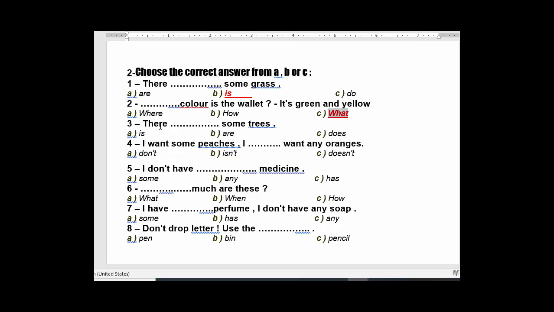Number three, there blank some trees. Is or does? Okay, as you can see, trees is plural. So we have to use something which we can use with plural nouns, which is there are. Excellent. There are some trees. We use there are with plural nouns.